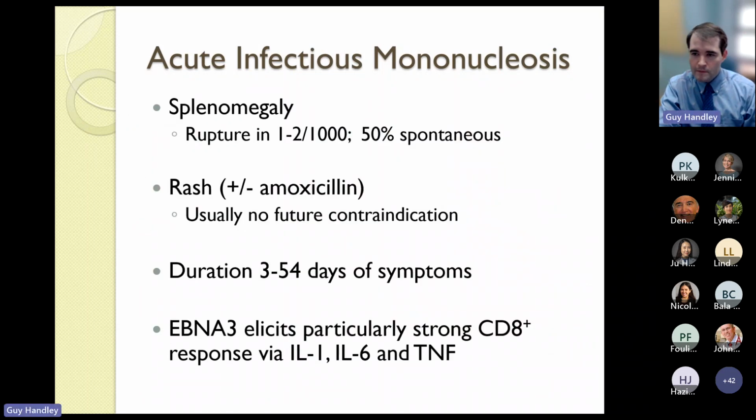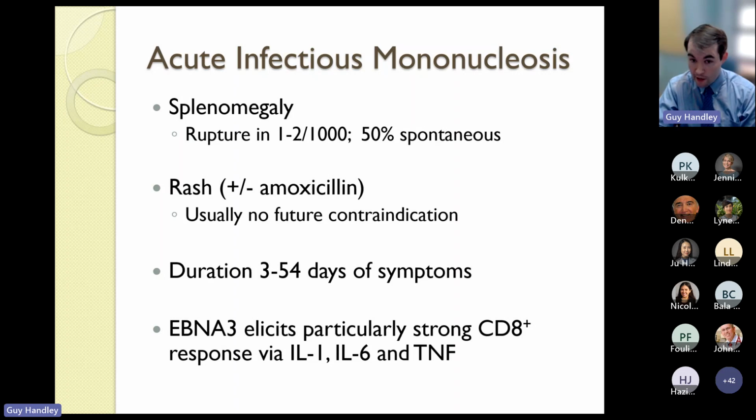Some of the more specific complications we think of are splenomegaly. You can actually have rupture in about 1 to 2 per 1,000 patients with it. Of those, 50% are spontaneous, but we certainly counsel patients to avoid contact sports or things that may cause a traumatic rupture. There's a characteristic rash that sometimes occurs.